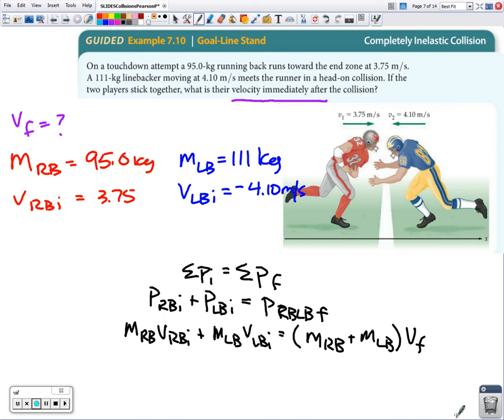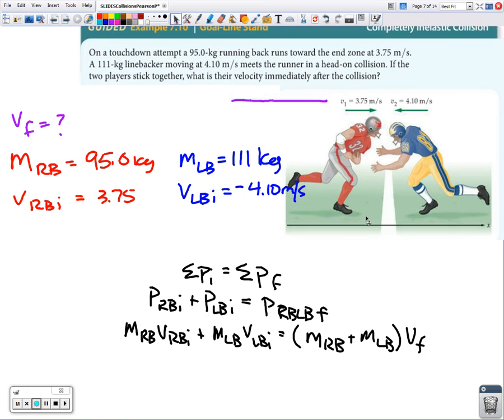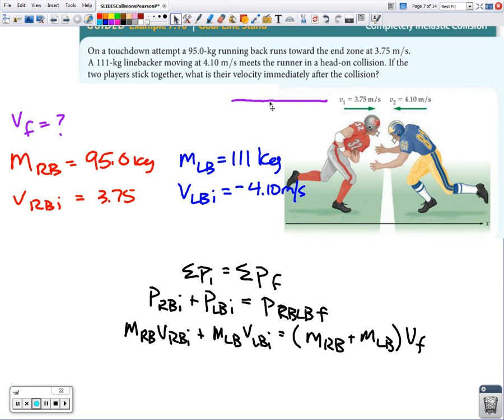And when you go through and calculate, I believe you'll find that the only thing that we don't know in this situation is the final velocity. So go ahead and plug in things that you know and get ourselves an answer.